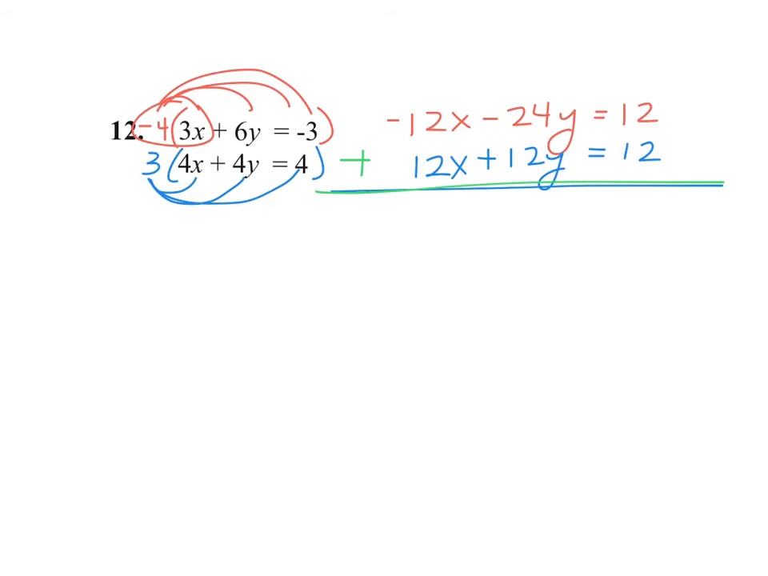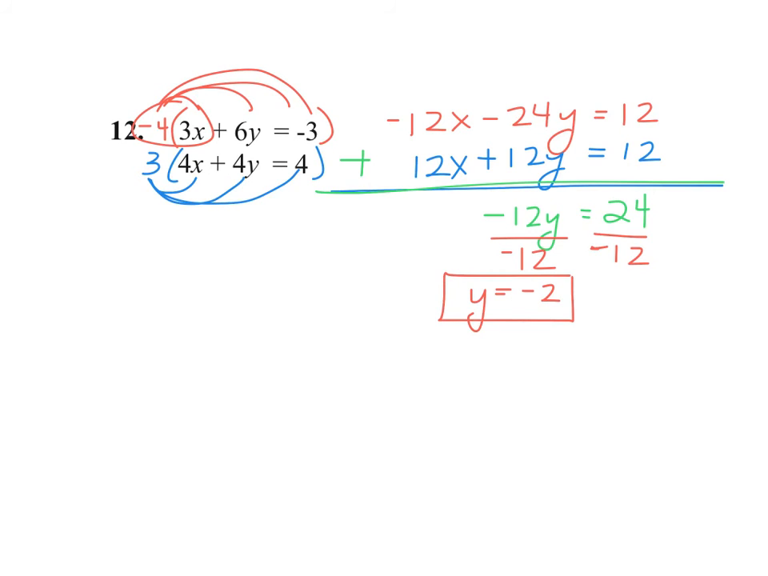Okay, so now I have opposites, and I'm just going to add these together. So negative 12x plus 12x is 0. Negative 24y plus 12y is a negative 12y. And then 12 plus 12 is 24. Okay, from here, now we're going to divide by negative 12, divide by negative 12. So I get y equals 24 divided by negative 12 is a negative 2.